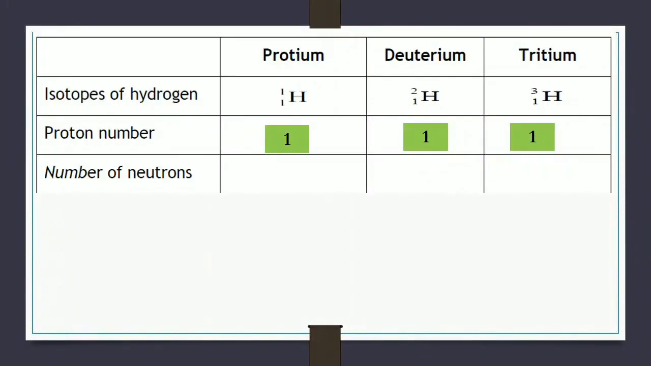Hydrogen has 3 naturally occurring isotopes known as protium, deuterium, and tritium. So you can see all the isotopes have the same number of protons, which is 1, and protium has 0 neutrons, deuterium has 1 neutron, and tritium has 2 neutrons.